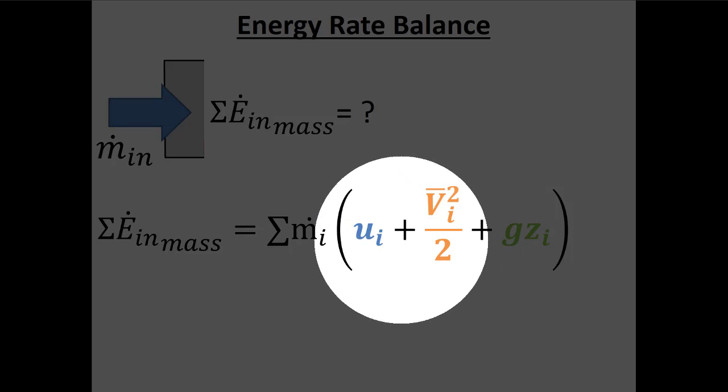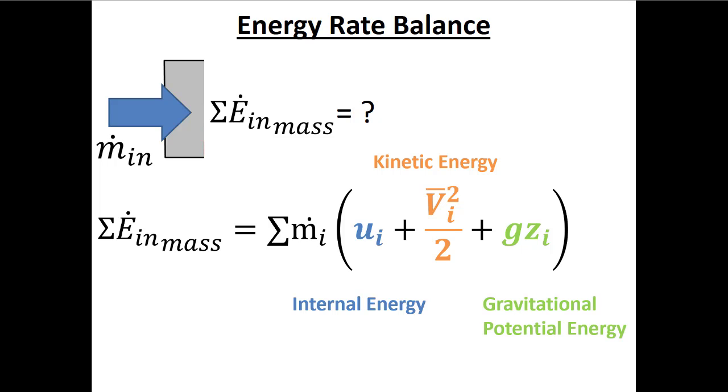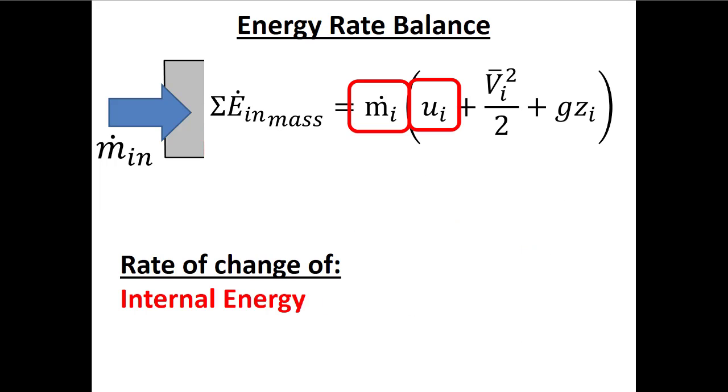We're going to multiply all of these energies by a mass flow rate, and that's going to give us a power or a rate of energy that's coming into the system at the inlet, or leaving the system at the outlet. So the blue term here, U, is internal energy. The orange term is kinetic energy, and the green term is gravitational potential. So if we knew all of these terms at the inlets and the outlets, then we could put them into our equation and figure out all of the energy that comes in and all of the energy that goes out, because there's mass coming in and out of our system.